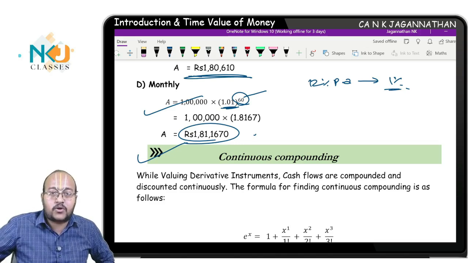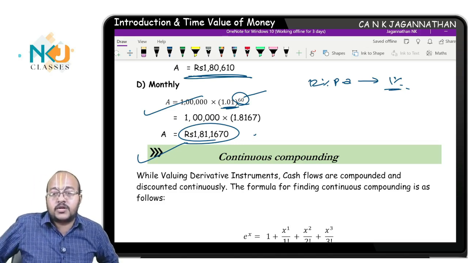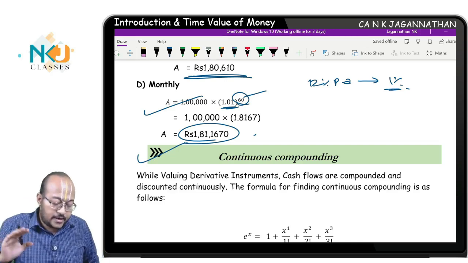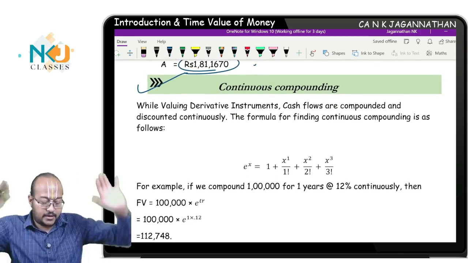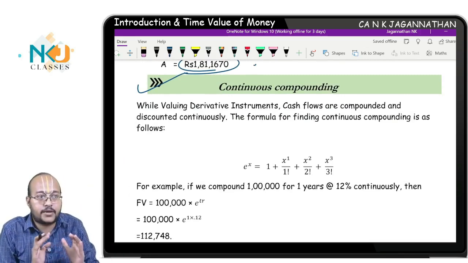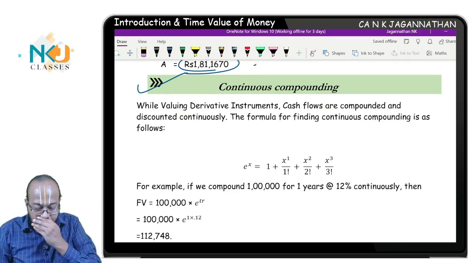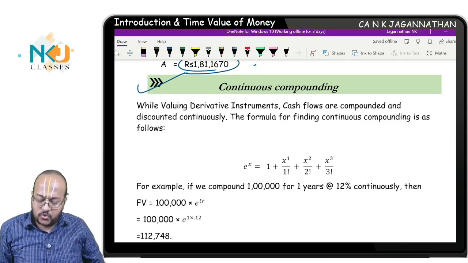When you compute the revised spot rate, you need to remove the present value of the dividend. How to discount the dividend and remove it from the spot price? You use continuous discounting. So all this you need to understand: how continuous compounding or discounting works, e to the power TR, how the formula is derived, and how you can find it using a calculator. Then we will close the session on time value of money.